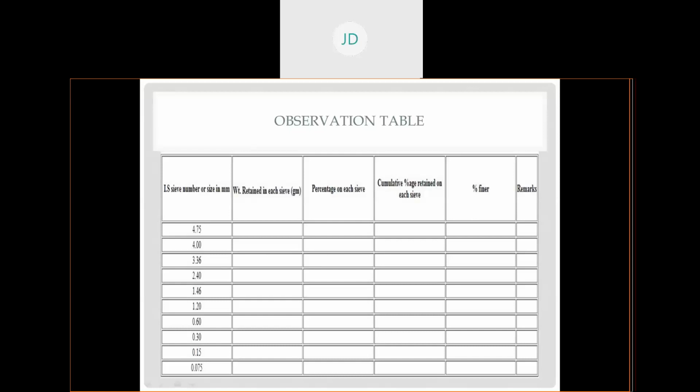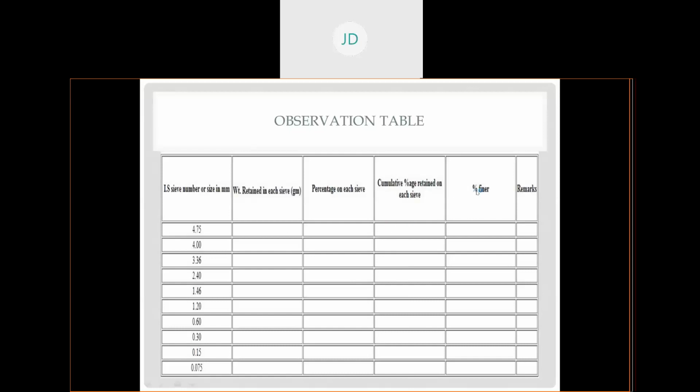That means to fill up this column, you have to consider the other top sieves also. We need to sum up all the percentage retained on this sieve, this sieve, and this sieve. Then we will find the cumulative percentage for this particular sieve. For the fourth sieve, you need to add this plus this, then you will get this, like that. So it's called cumulative percentage retained.